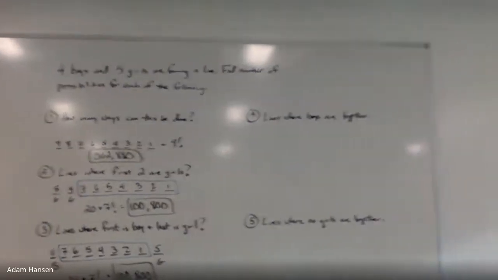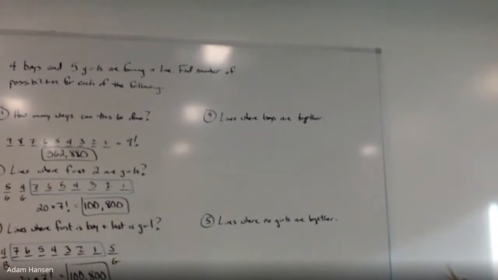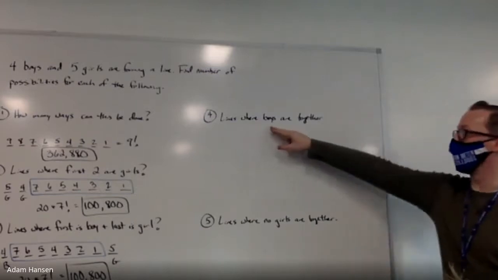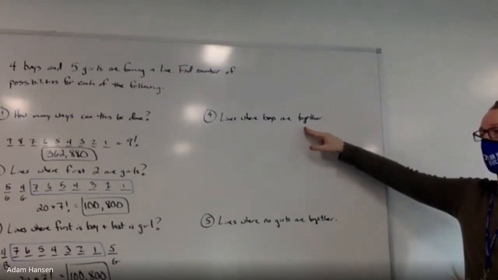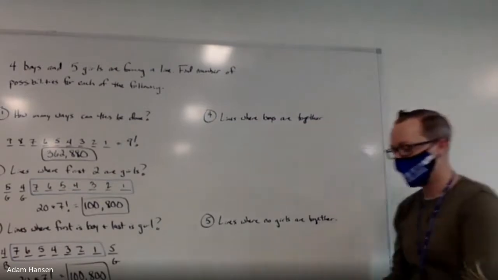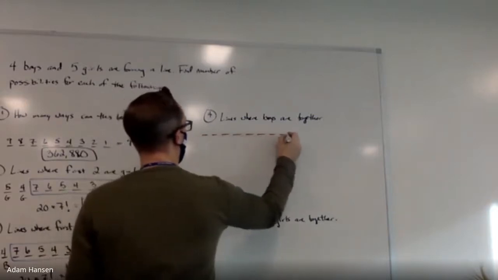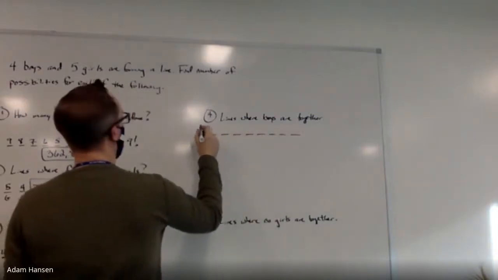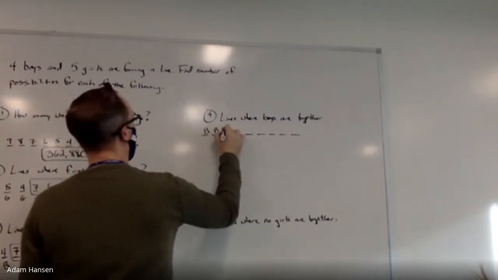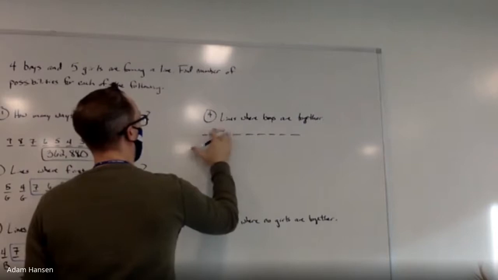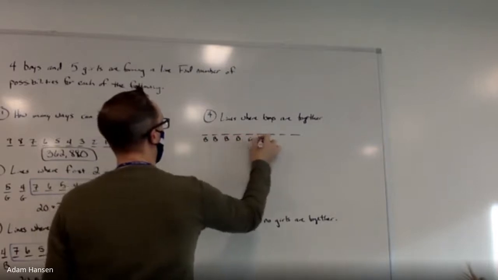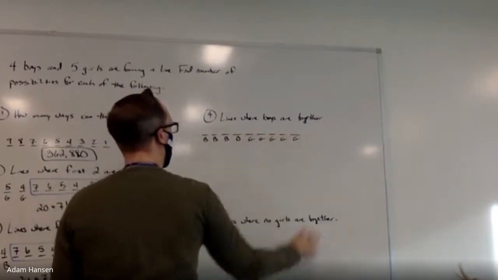Last couple here to the side on the right. How many lines are possible where the boys are together? Let's start putting this out. I want to arrange the line so that the boys are always together and the girls are around. So let's start with this. I'll put all the boys first. There are 4 boys. Let's do boy, boy, boy, boy, girl, girl, girl, girl, girl.